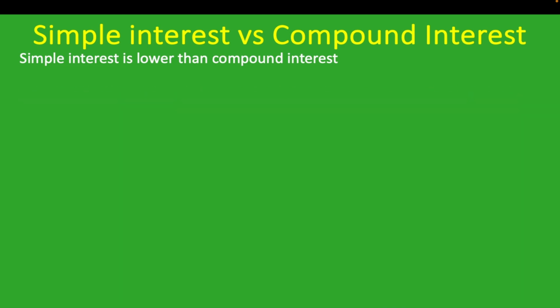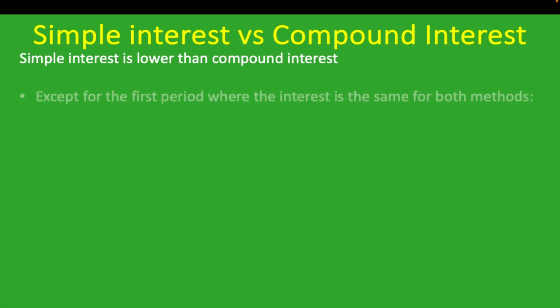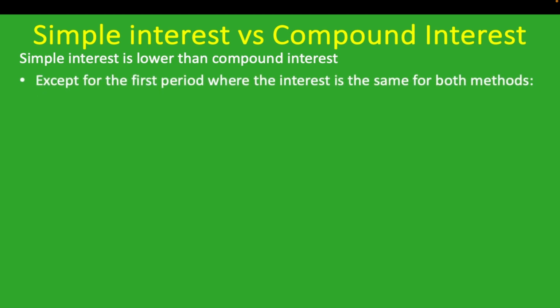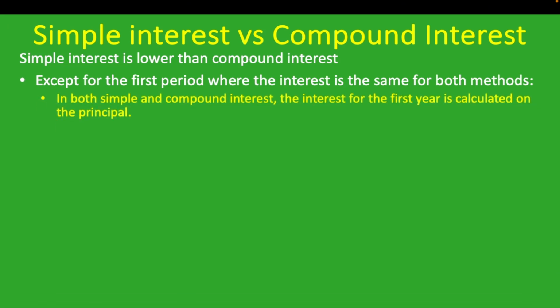But as we have said that simple interest is lower than compound interest, this is except for the first period, where the interest is the same for both methods. In the first year, since you're earning interest for the first time, the interest under the simple interest method and under the compound interest method will be exactly the same. In both, the interest for the first year is calculated on the principal because no interest has been earned yet. That's specifically for compound interest. It won't take into account any additional interest in the first year because it has not yet earned any interest. That is why the interest will be the same for both methods.